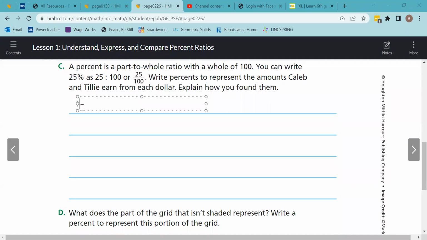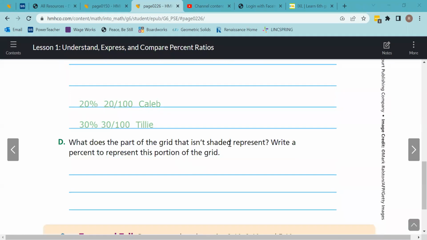Okay, so we've got Caleb's is 20%, right? And Tilly is 30% because he gets 20 cents out of every dollar, or 20 out of 100. This is Caleb. I maybe should have written their names first. And let's see, no, Tilly, sorry, Tilly gets 30 cents out of that 100 total cents. So she gets the 30%, or 30 out of that 100 possible cents.